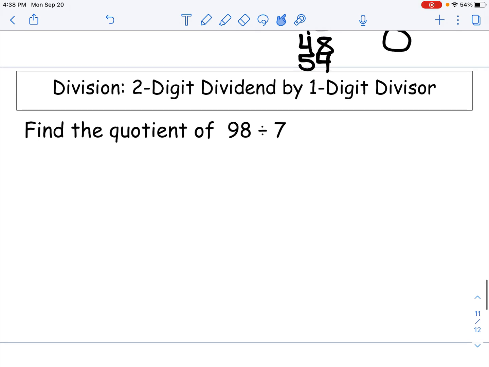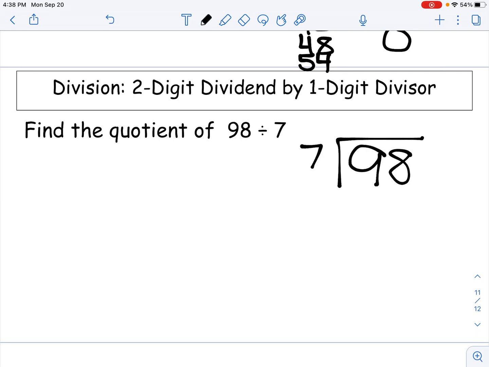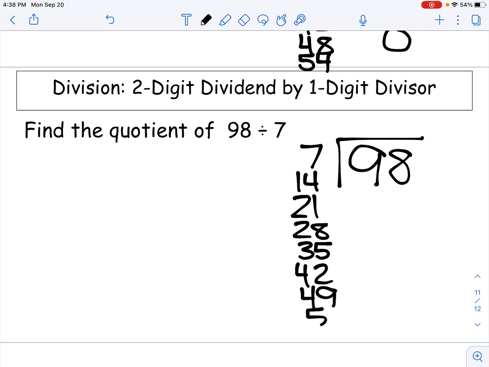You may want to pause the video and try this one on your own, and then check my answer with yours to see how you're doing. So 98 goes inside, divided by 7. Skip count, get my strategy down. There they are. Now if I have 9, I look, I can get 1 group of 7.